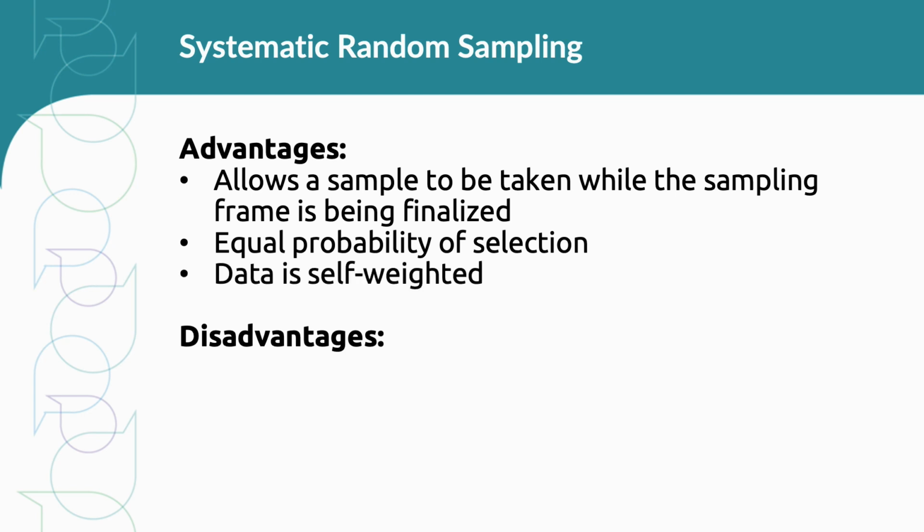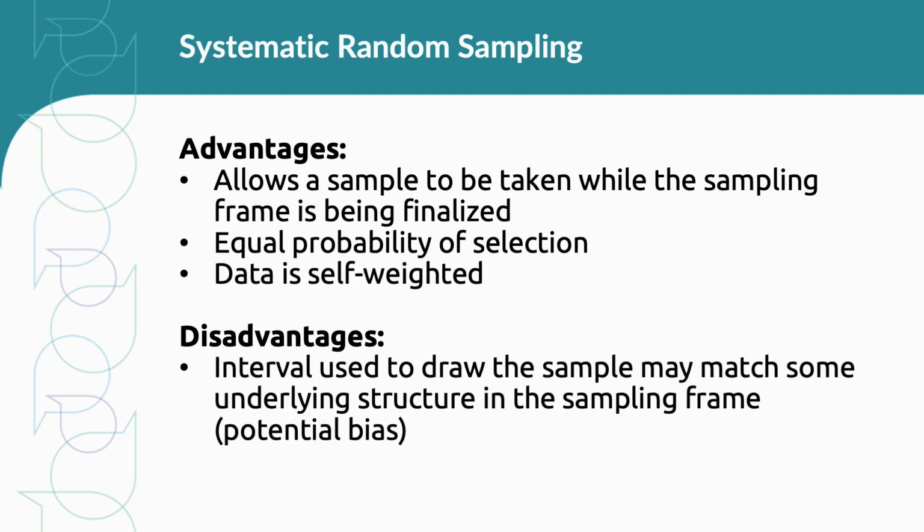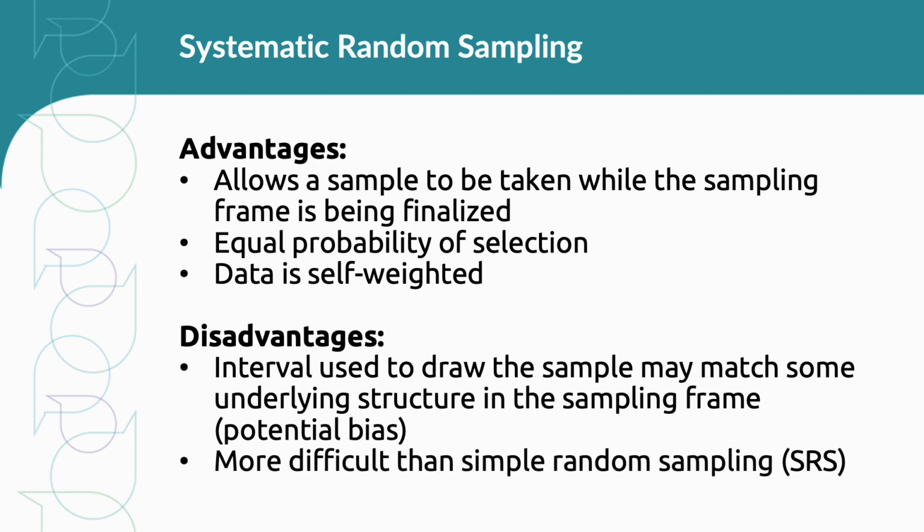data is self-weighted. A disadvantage of systematic random sampling is that the interval used when drawing a sample could, in some instances, match some underlying structure within the sampling frame, thus biasing the sample. Drawing a sample using this strategy is also slightly more difficult than SRS.